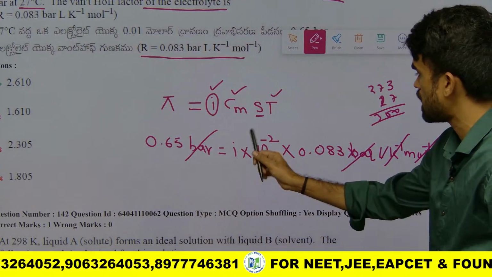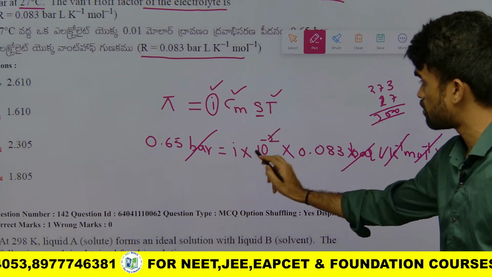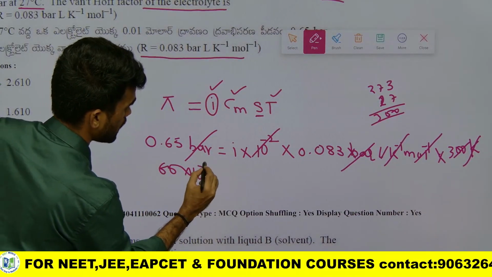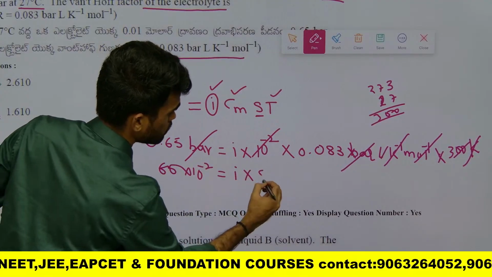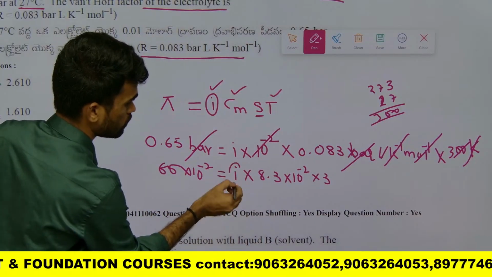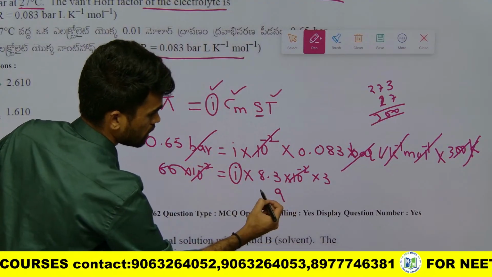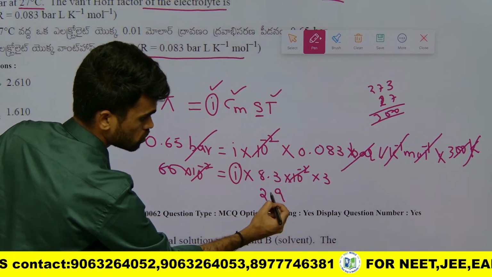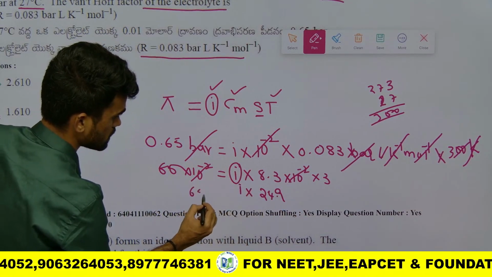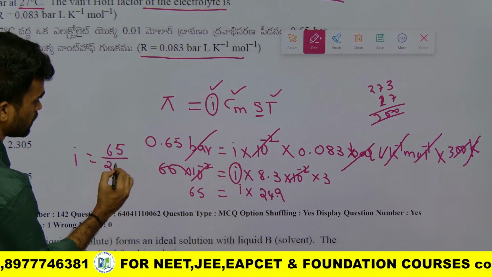So we need to find this i value. Here 2 zeros are there, I am removing this. Then 65 into 10 power minus 2 equals i into 8.3 into 10 power minus 2 into 3. Now 3 threes are 9, 3 eights are 24, so 24.9, can I take 25? Yes, we can take 25. So here we have 65 equals 25 into i. So i is 65 by 25 almost.